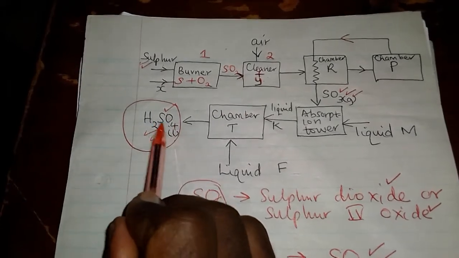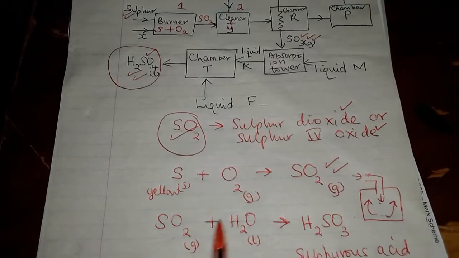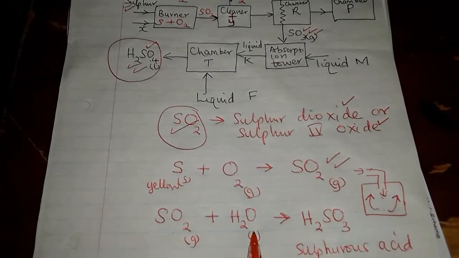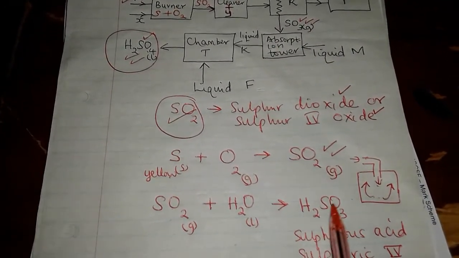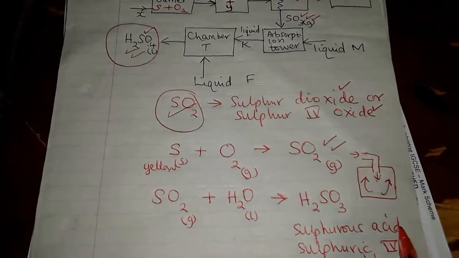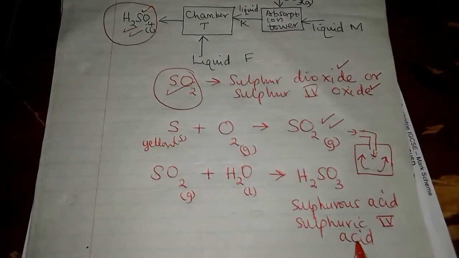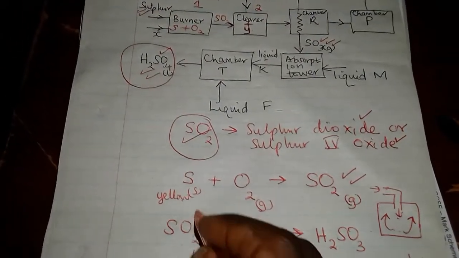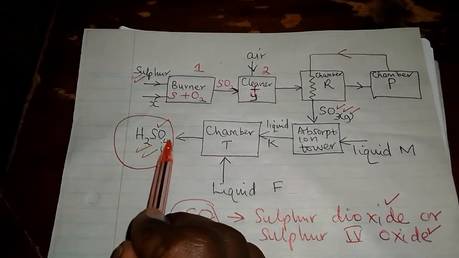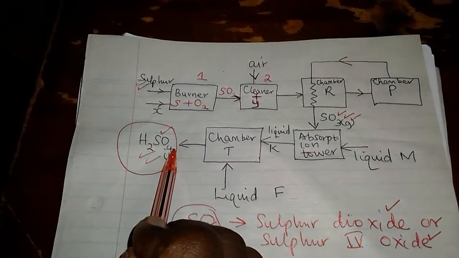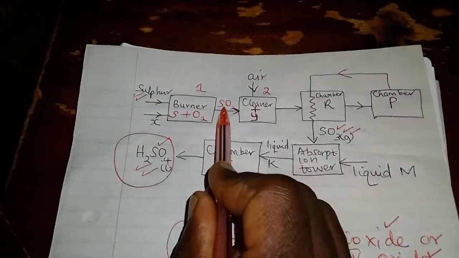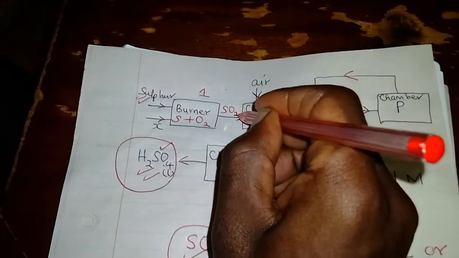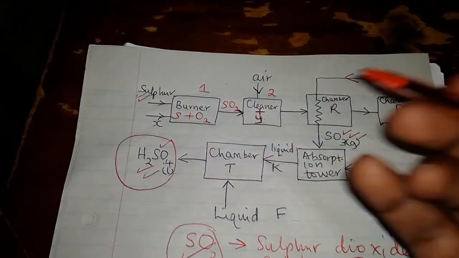H2SO4. But this one does not get formed because when SO2 dissolves in water, it gives H2SO3, which is sulfurous acid or sulphuric acid. So solely, industrially, we can't use sulfur dioxide to form H2SO4. That's why at this point, the sulfur dioxide, SO2, must further be able to get oxidized.